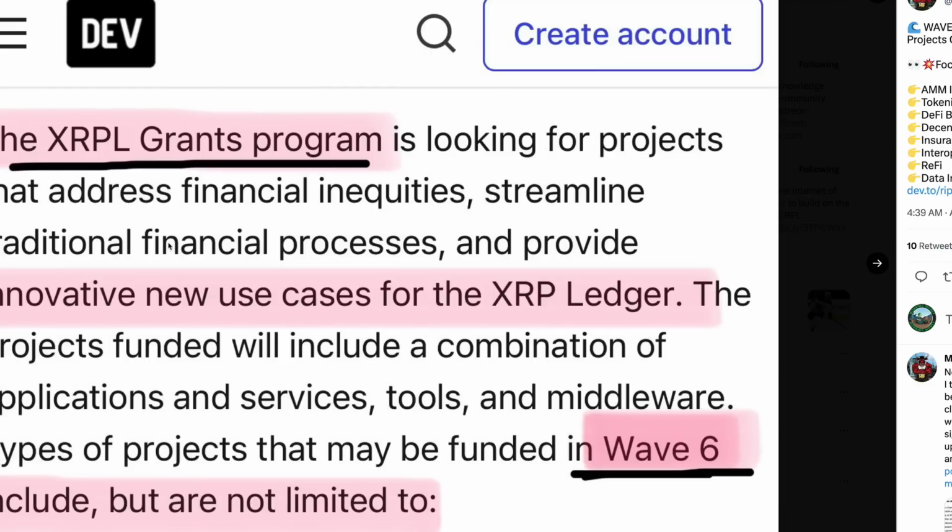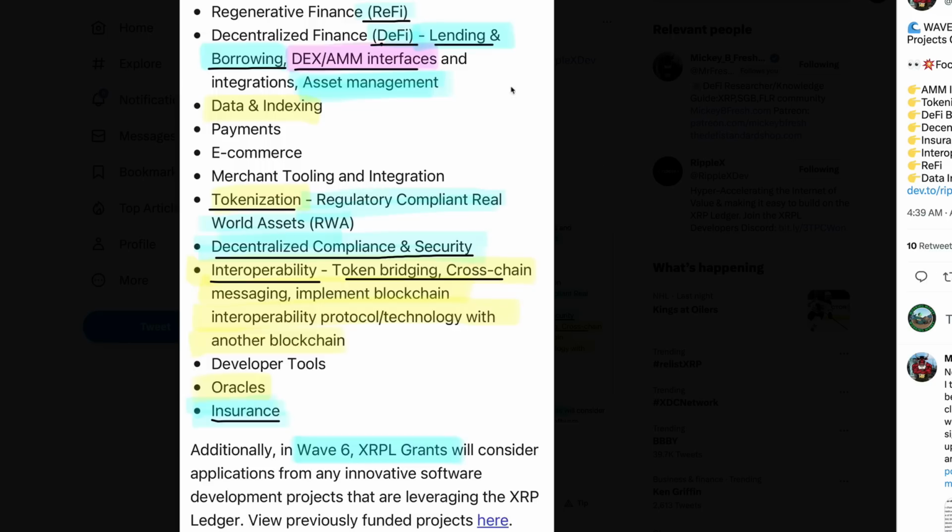They're looking for projects that address financial inequities, streamline traditional finance processes, and provide innovative new use cases for the XRP ledger. So I think this is actually a different one, looking to provide new use cases. The projects funded will include a combination of applications and services, tools, and middleware. Types of projects that may be funded in Wave 6 include, but are not limited to, and then it continues over here.